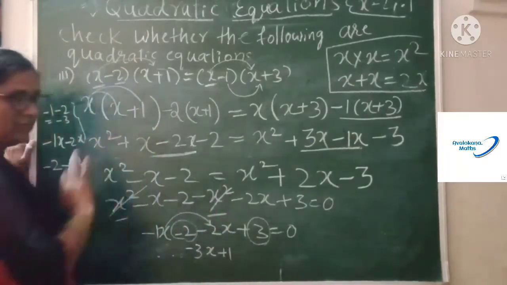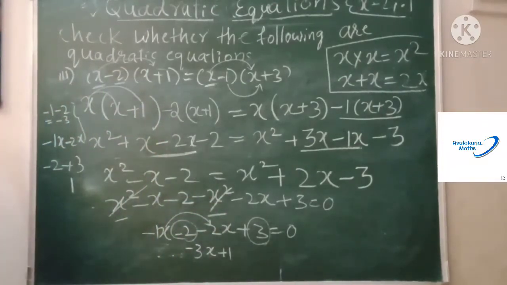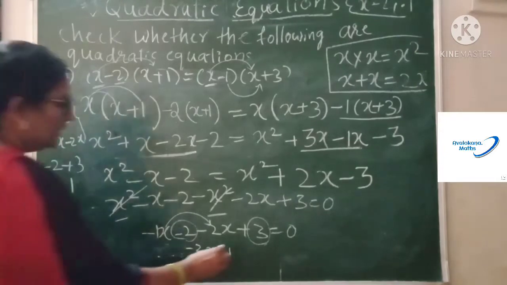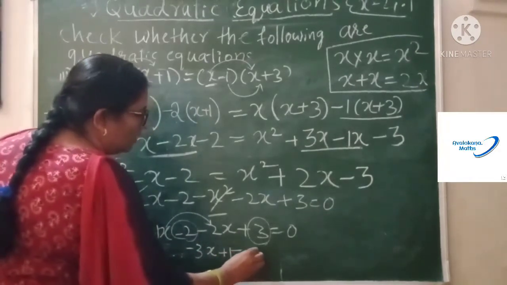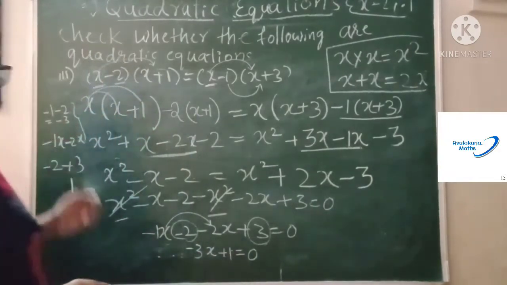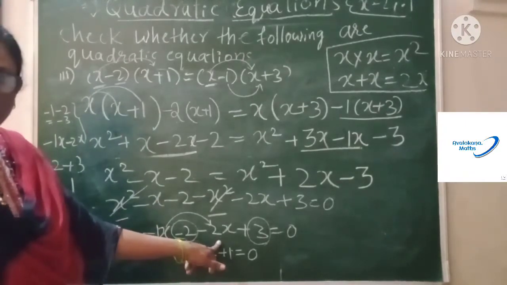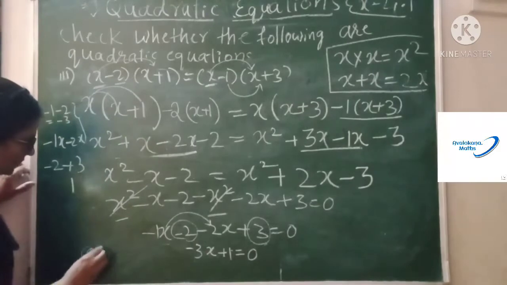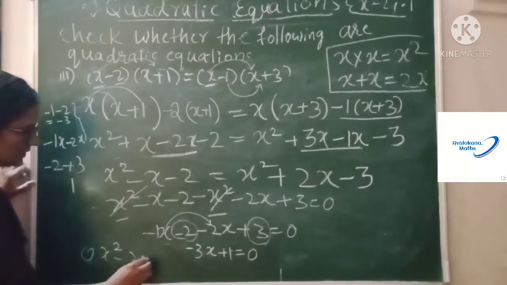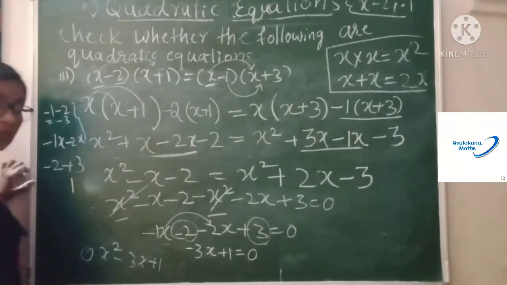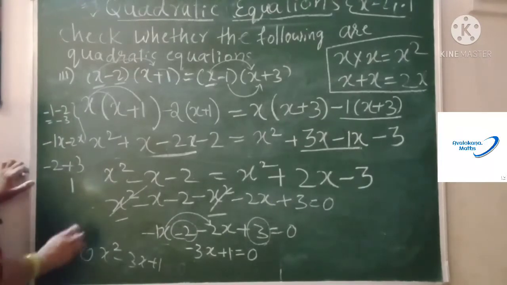Okay, this is with the simplification. Now the question is, whether the equation is quadratic or not, it is asked. Okay, this is not at all a quadratic equation. Why? The highest power of this variable is 1. We cannot write it like 0 into x square minus 3x plus 1. This we cannot do with this one.